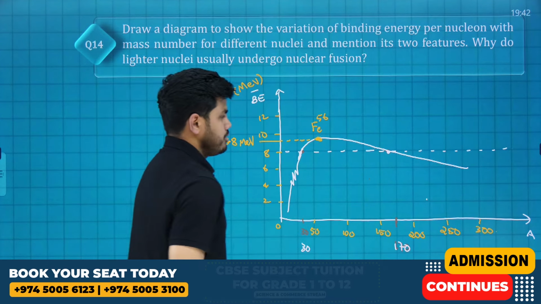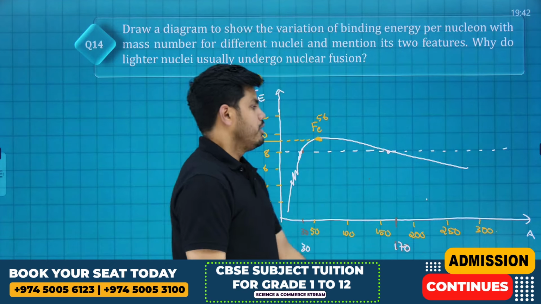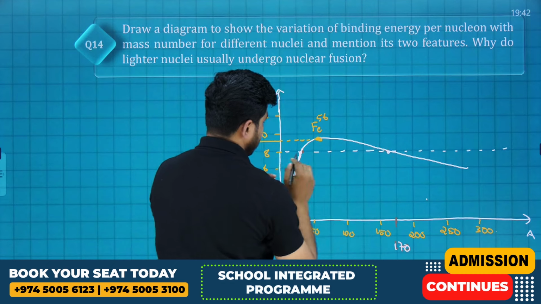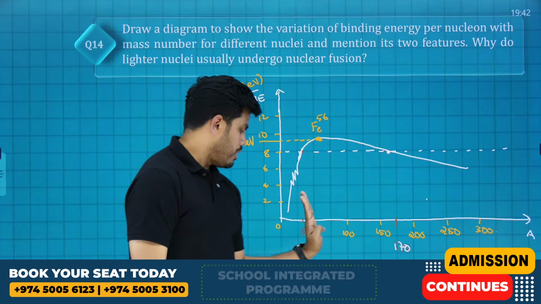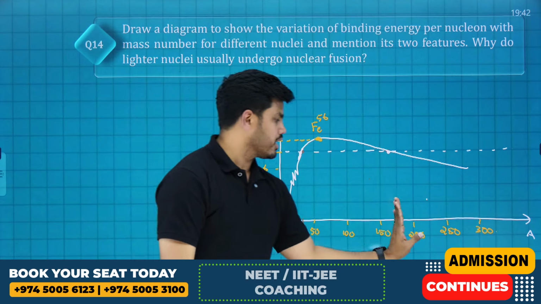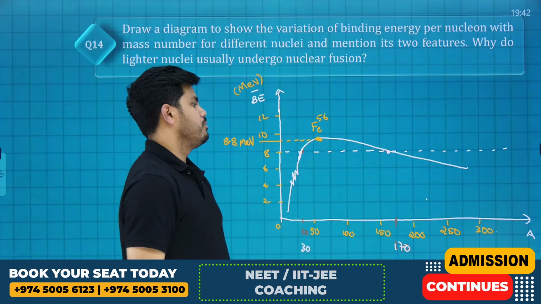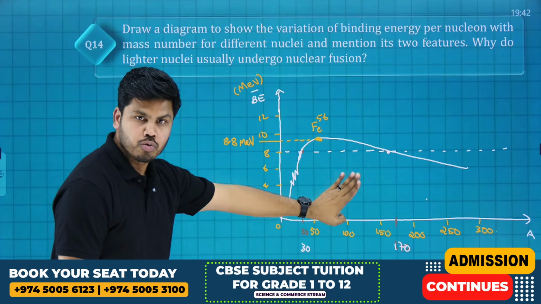Okay, so this is about the graph, binding energy versus mass number graph. And as I told you, most of the elements have an average binding energy of 8 MeV, right? And if the mass number is less than 30 or greater than 170, binding energy per nucleon comes down below the 8 MeV line. Okay, so the first part of the question was to draw this graph.